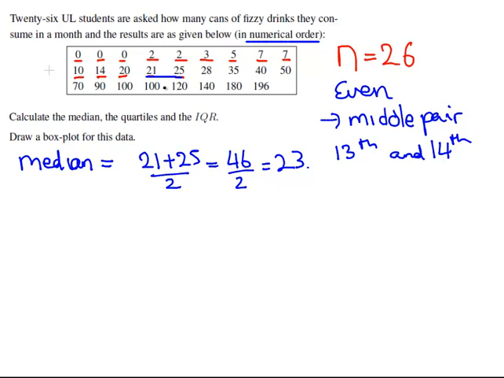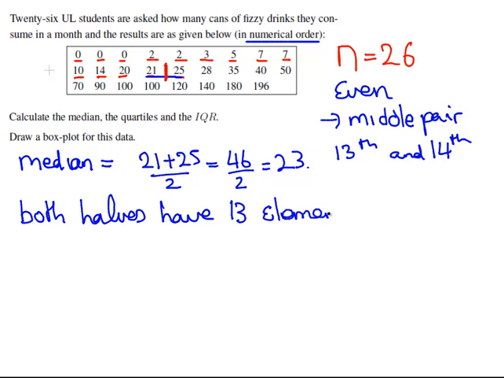So a useful trick here is to divide the data set up into two halves, the upper half containing the high values and the lower half containing all the lower values. So what we're going to do is put a partition here. The top row, that's the lower half of the data set, and the bottom row, that's the upper half. Both halves have 13 elements, 13 members.